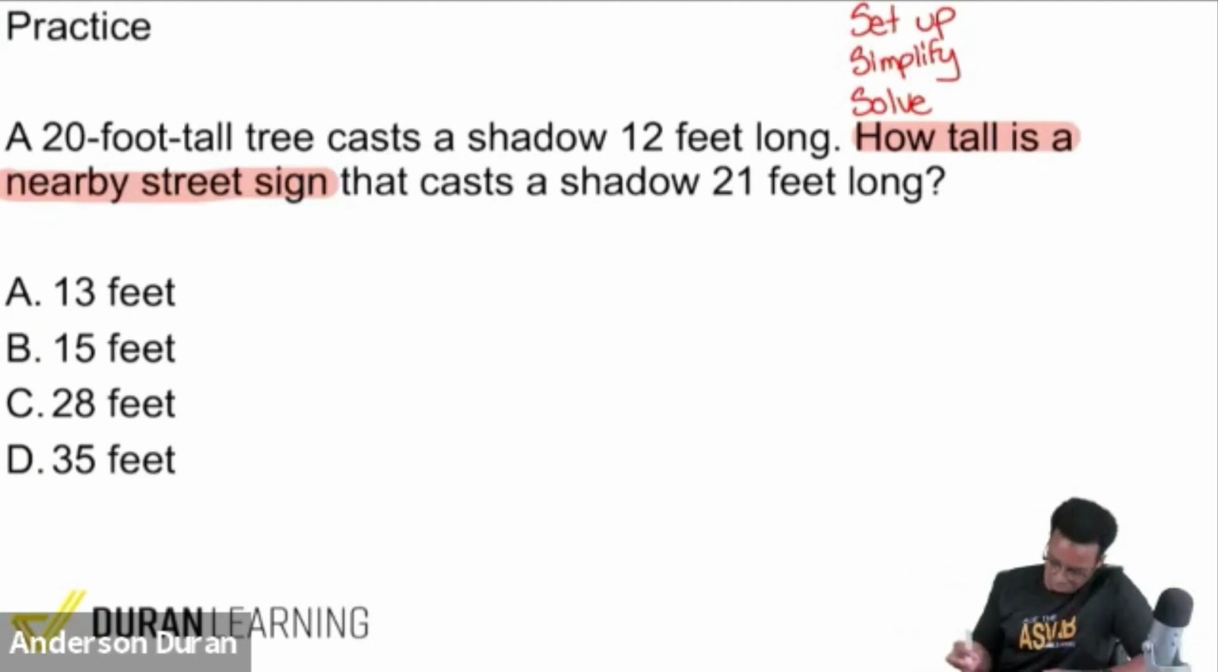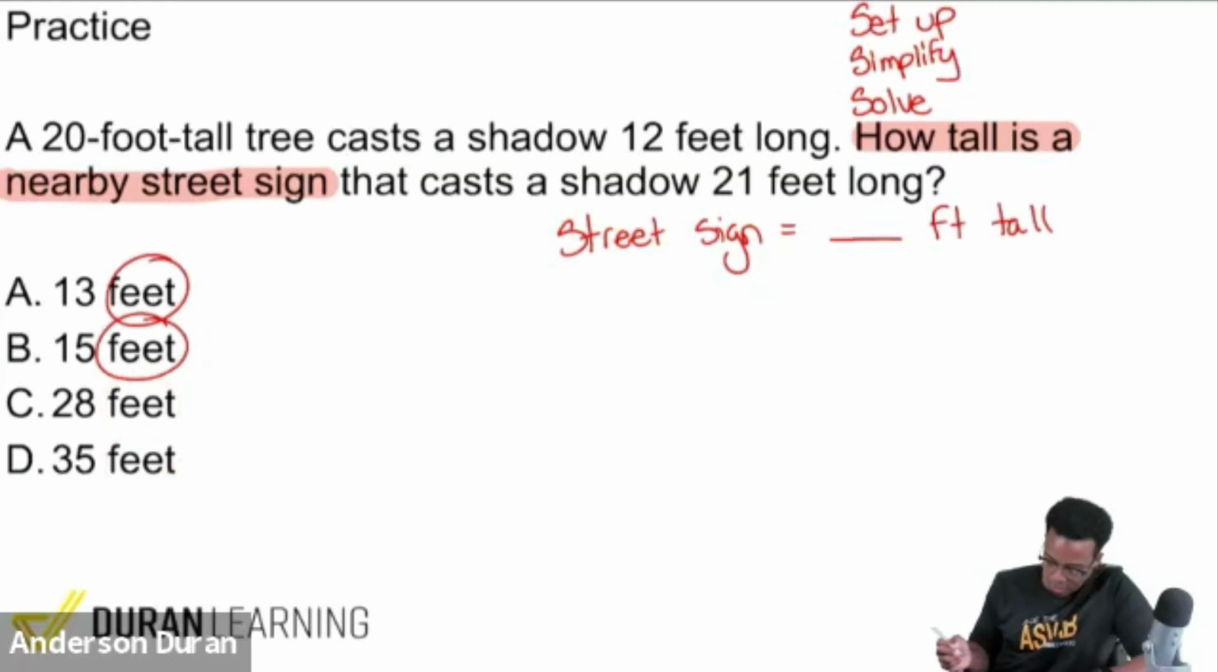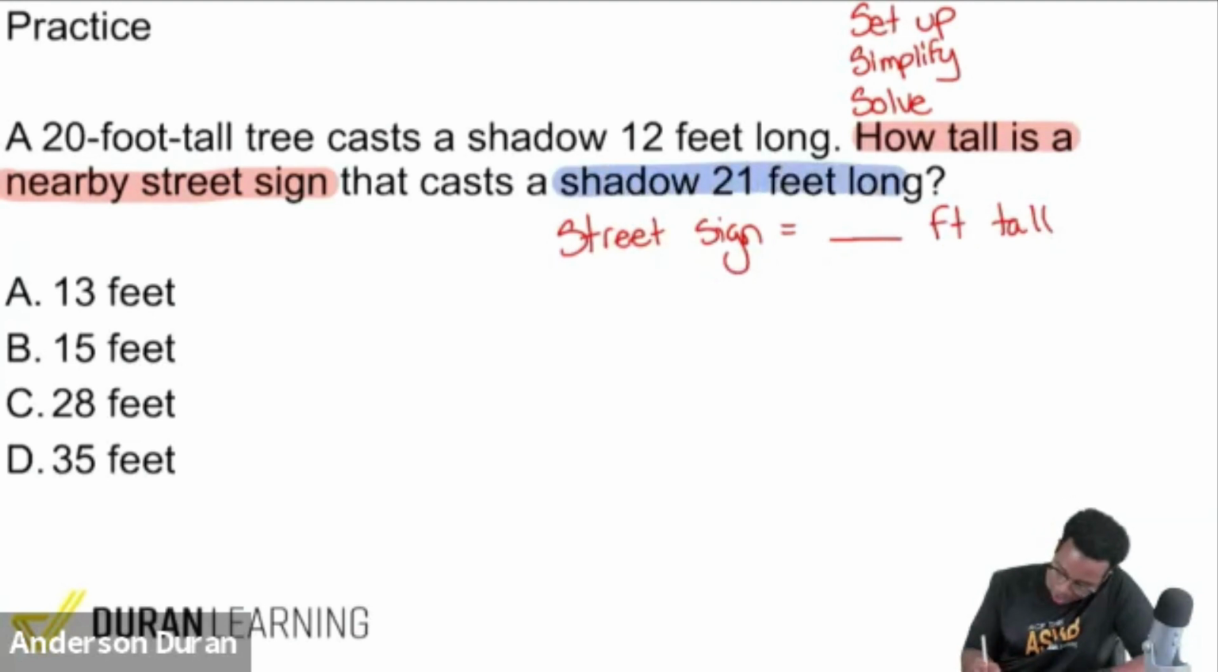Okay. So we want to say street sign equals blank feet tall. And I know feet because all of the answers literally say feet. So that's why I know it's feet. And then the comparison that they make is that, oh, right over here, it casts a shadow. How many feet long? That's right. The shadow is 21 feet long.